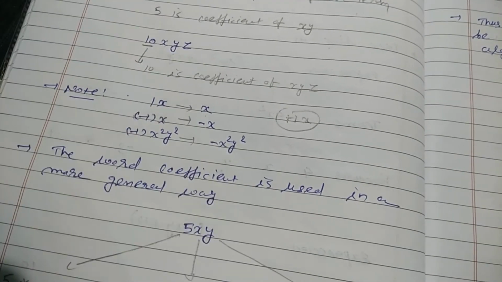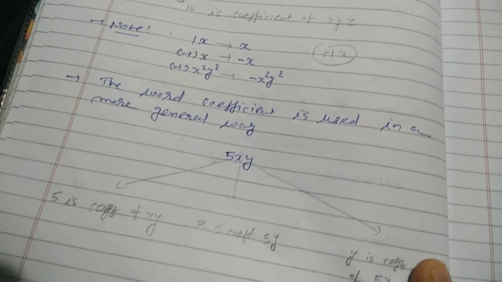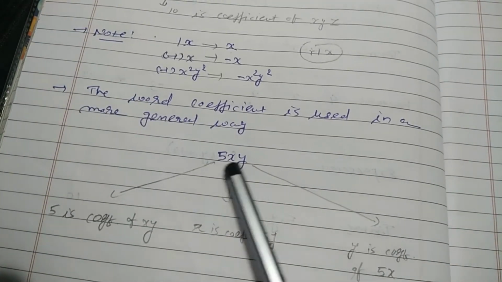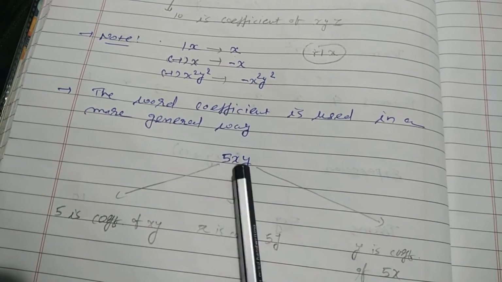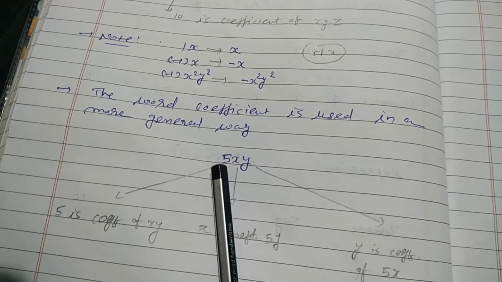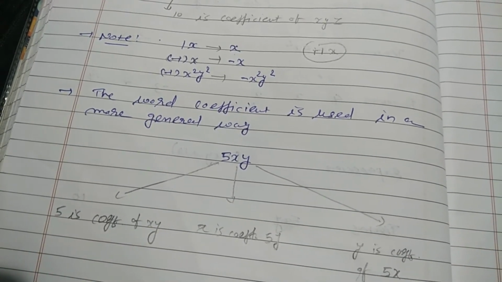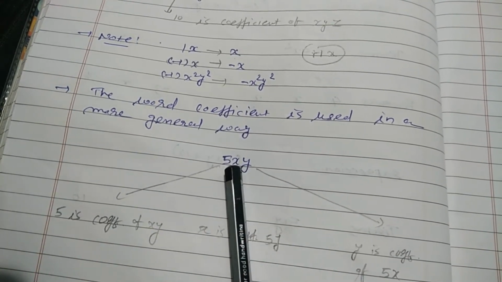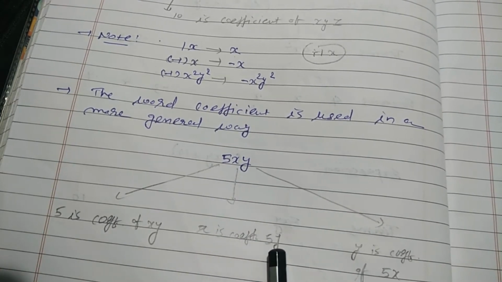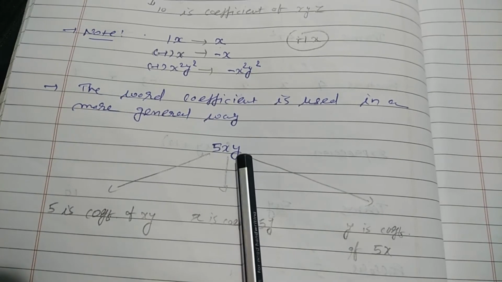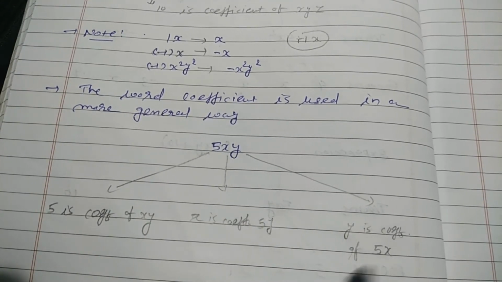Now, the word coefficient is used in a more general way. How? For this 5xy, we know that 5 is a numerical coefficient of xy, so 5 is the coefficient of xy. Also, we can say that x is a coefficient of the other factors, that is 5y. And similarly, y is a coefficient of the other factors 5x.